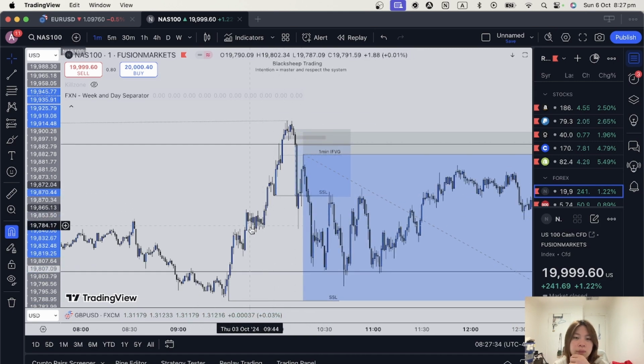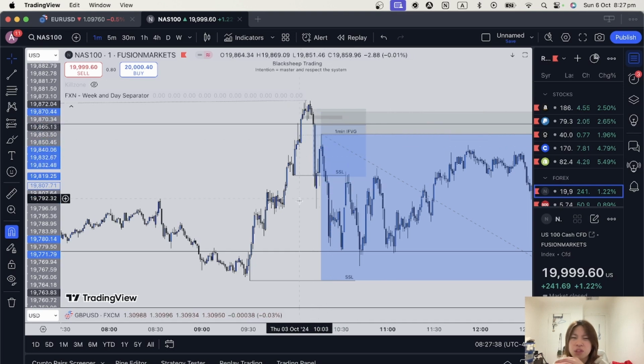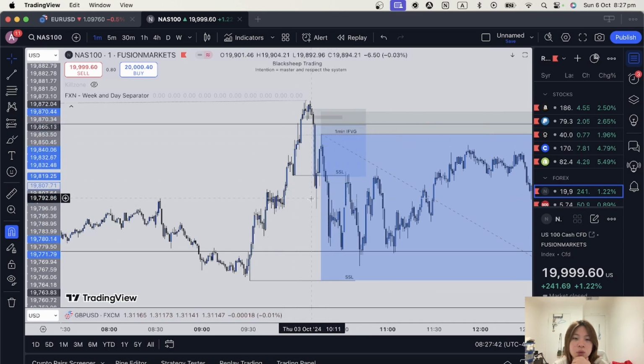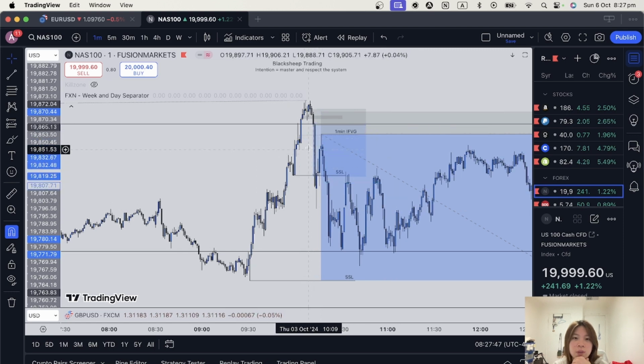Now, if I was to be more proper about it, I did end up monitoring the charts for a little bit, and as we were making this candle down and we started pushing up, I saw that we created this 1 minute fair value gap right here.